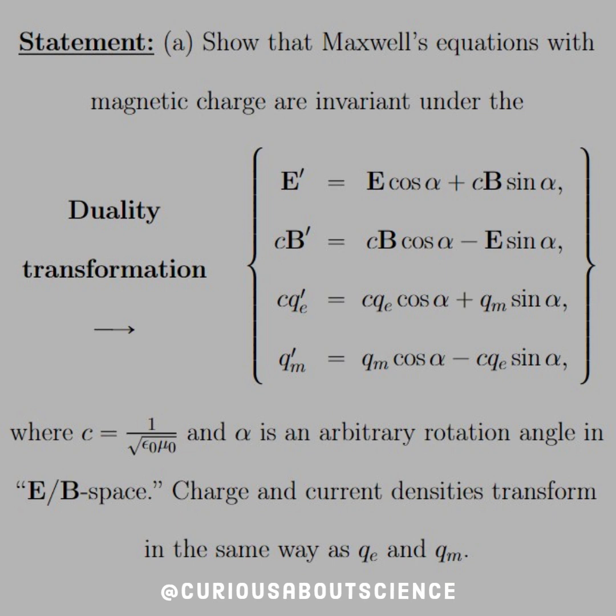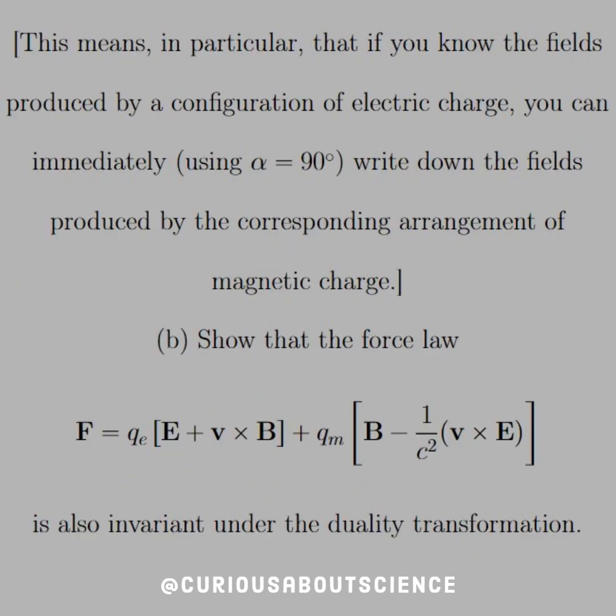Clearly, C is 1 over the square root of epsilon naught mu naught, and alpha is some arbitrary rotation angle in the E and B space, the space of the fields. The charge and current densities transform in the same way as QE and QM do. And what this means is that, in particular, if you know the fields produced by a configuration of electric charge, you can immediately, using alpha equal to 90, write down the fields produced by the corresponding arrangements of the magnetic charge. So a nice little hint to use.